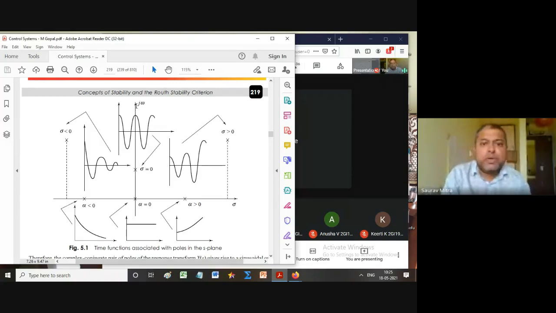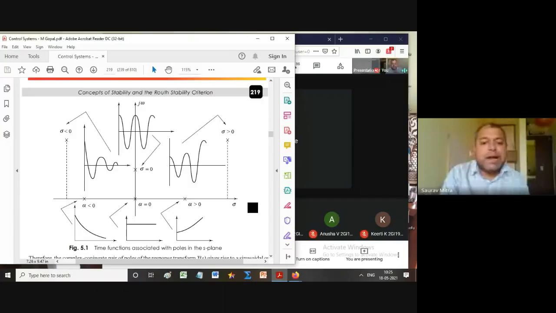This is page number 219, remember, book of M. Gopal, that is your reference number 1. So this is the S-plane. Whatever we are showing you, this is the S-plane. This is the x-axis, that is the sigma axis, and this is the j-omega axis. This is the origin. What is the position of the pole and what is its time domain impulse response? I'll repeat, what is the position of the pole and what is its time domain impulse response?